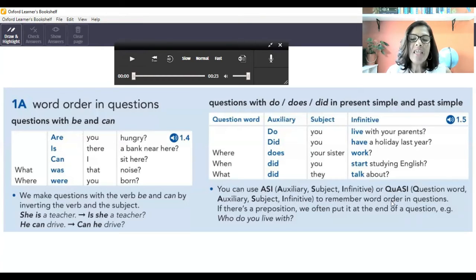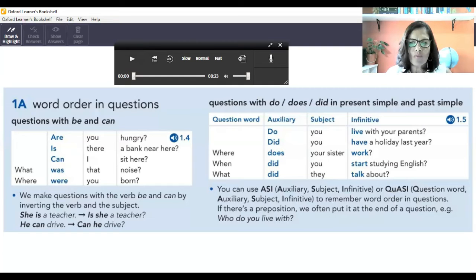To remember the word ordering in questions, have this in mind: question word, auxiliary, subject, infinitive. Right? If there is a preposition, we often put it at the end of a question. For example, who do you live with? What are you thinking about? Okay, so prepositions at the end.